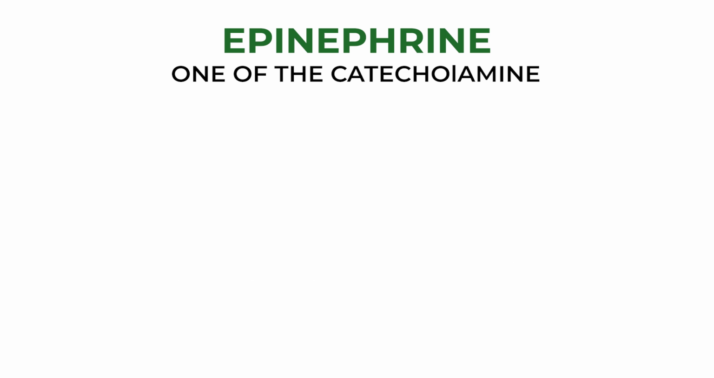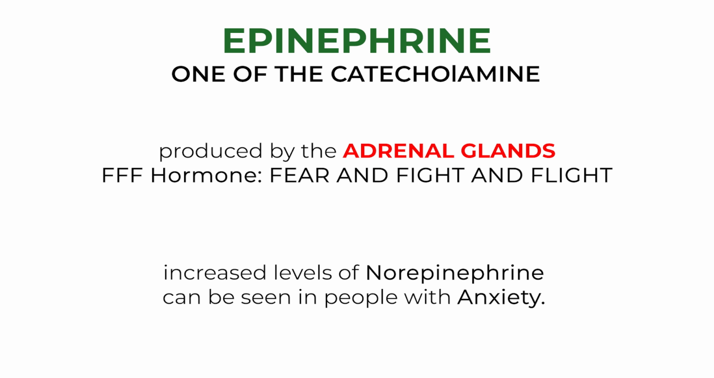So epinephrine is produced in the adrenal glands, and it is known to be the FFF hormone. What do I mean by FFF hormone? The fear, the fight, and the flight hormone. Anytime we are going through an anxiety-based situation, there's going to be epinephrine production, which will make the person afraid, and the person will want to make a decision. Do I need to fight or do I need to run away, which is the flight aspect of it. So an increased level of norepinephrine is going to be seen in a patient that has an anxiety. You are going to see them all over the place.